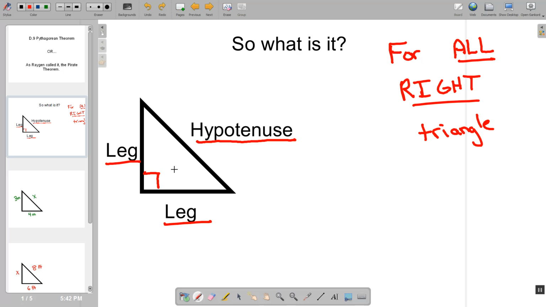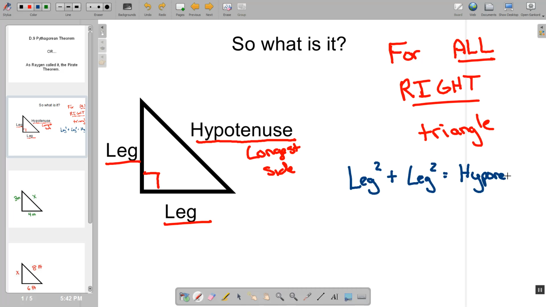The hypotenuse is always the opposite side of the right angle, so the hypotenuse is the longest side of any right triangle. The Pythagorean theorem states that if you do a leg squared plus the other leg squared, that'll be equal to the hypotenuse squared.